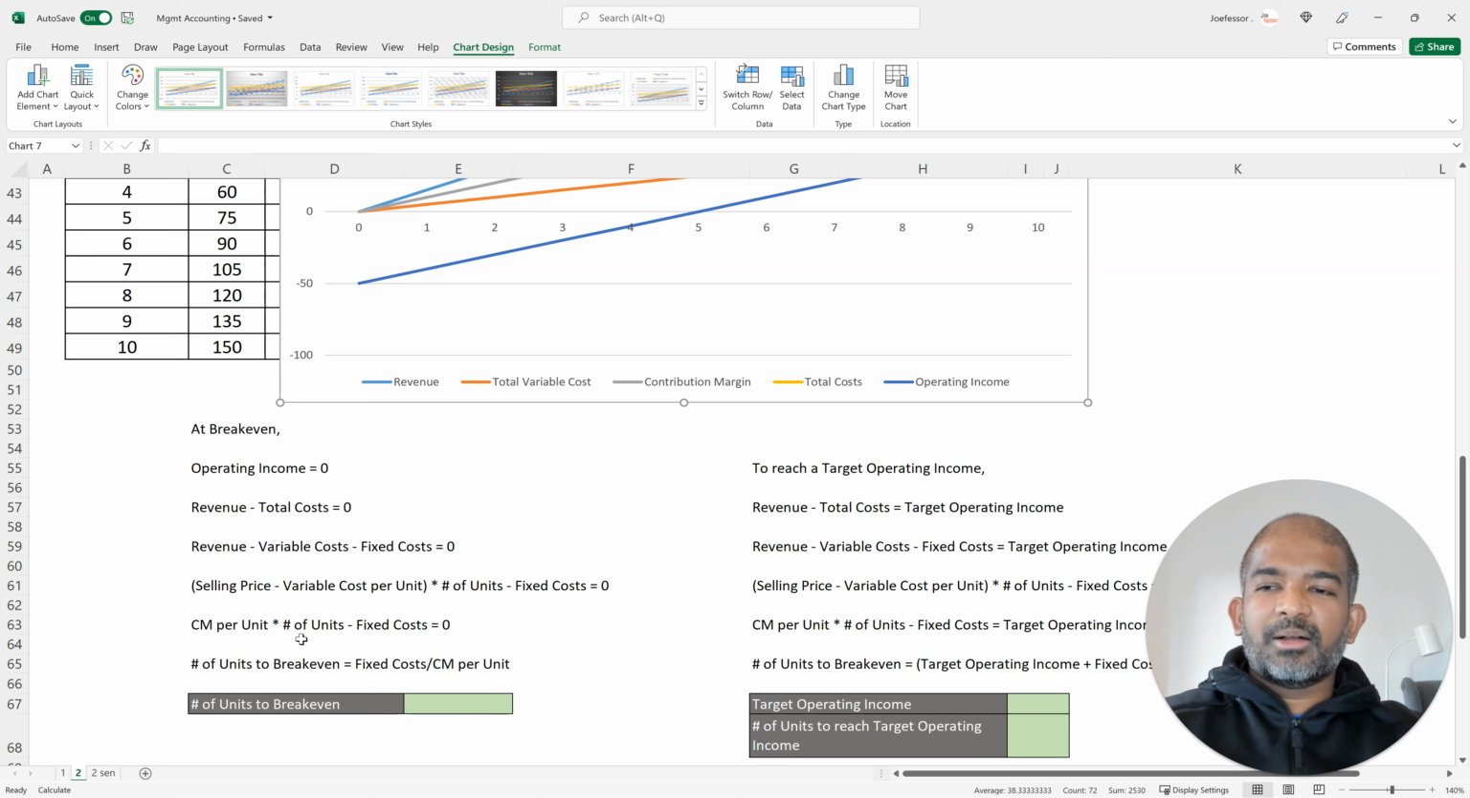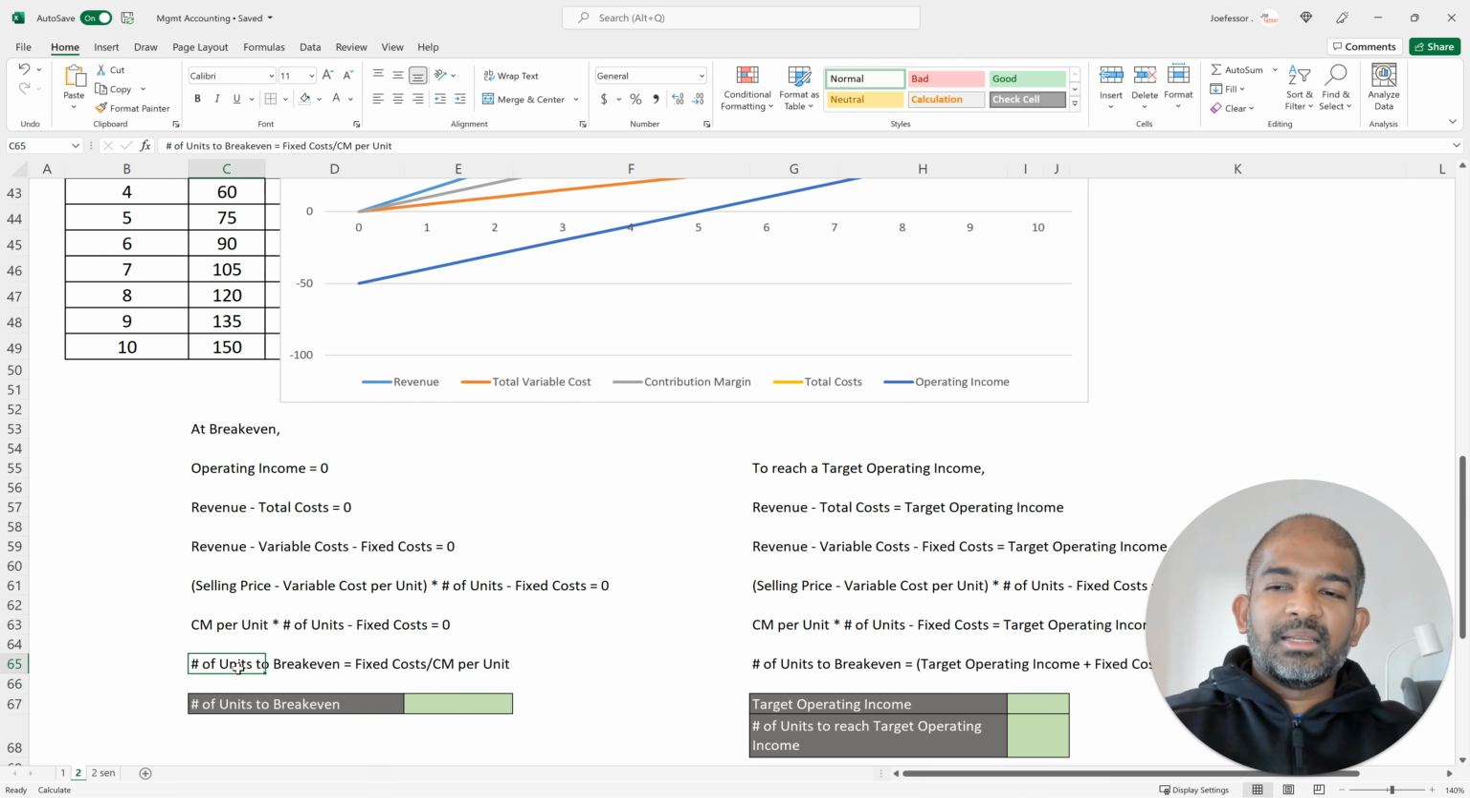Okay. Now, if we want to calculate the number of units we need to produce and sell at break even, okay, by using a bit of algebra, we bring the fixed cost to the other side and then divide the entire expression with contribution margin per unit to obtain the number of units to be produced and sold at break even, which is fixed costs over contribution margin per unit.